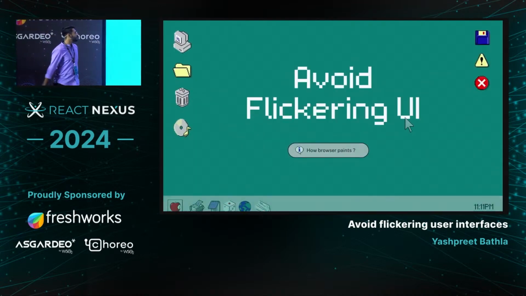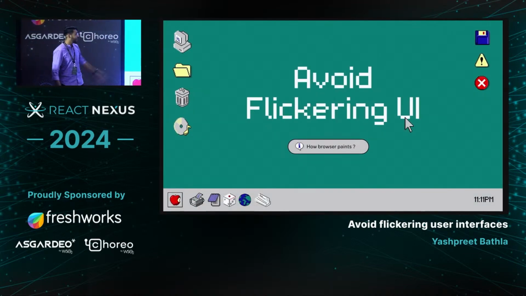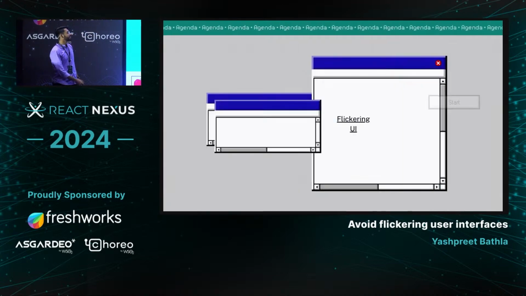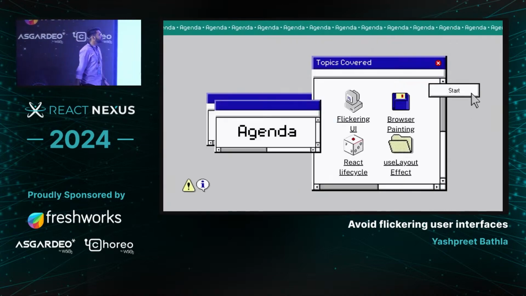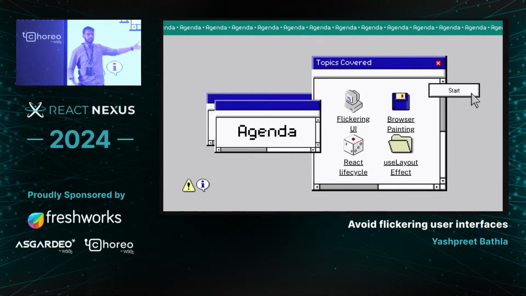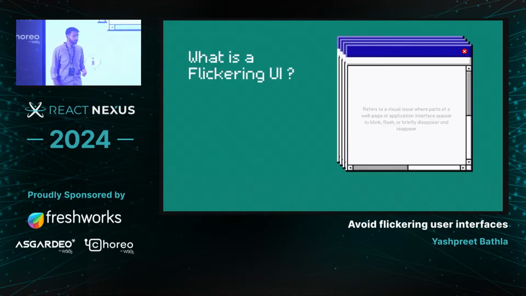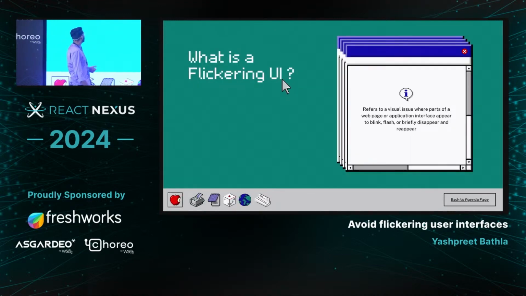Okay, so the topic for today is avoiding flickering user interfaces and how the browser paints. Let's go and see the real agenda. The first topic we'll be discussing is what a flickering user interface is. Second, we'll deep dive into what browser painting is and how it happens. Then we'll go to the React lifecycle, and at the last, I'll introduce a React hook called useLayoutEffect. So let's go.